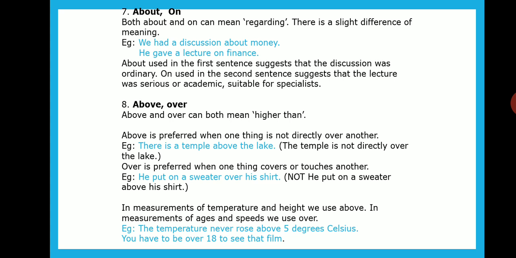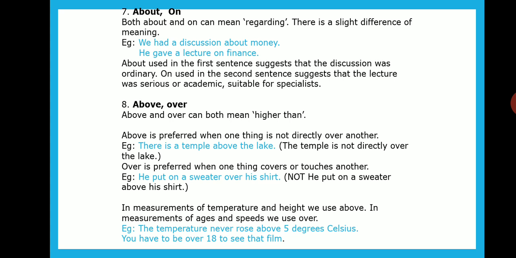Above is preferred when one thing is not directly over another. Example, there is a temple over the lake. It is not above the lake, sorry. There is a temple above the lake. It is not on top of the lake, but a little away from the lake.